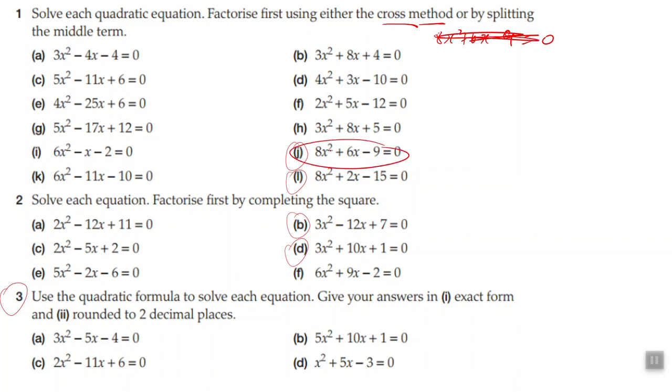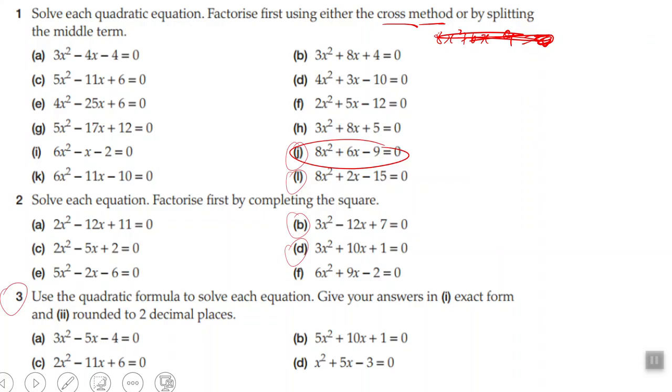So we want to factorize this using the cross method. With non-monics, you've got to find possible factors for the squared term. Your possible factors are 4x and 2x, and 8x and x. And your possible factors for 9 are 9 and 1, 1 and 9, or 3 and 3. We're going to try all the combinations to see if we can get the 6x.